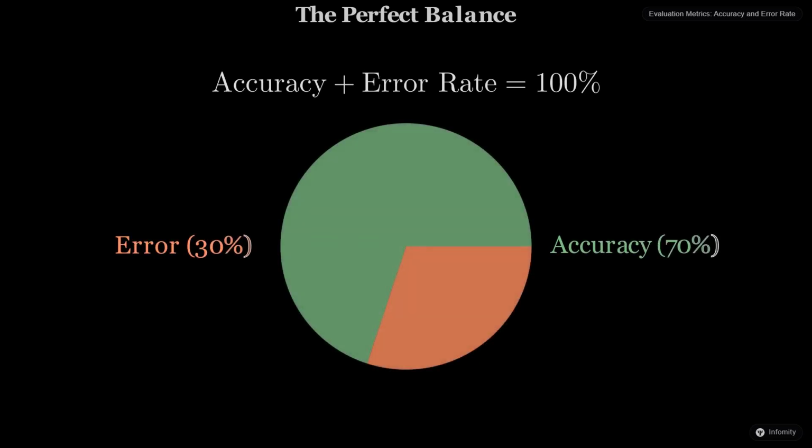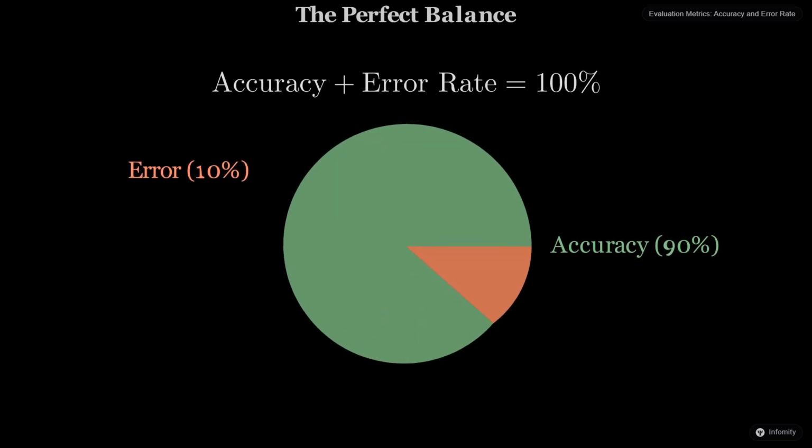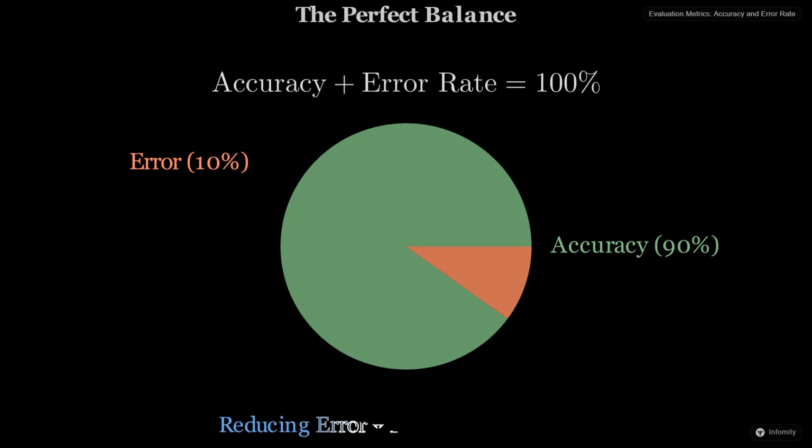Accuracy and error rate are two sides of the same coin. Together, they always add up to 100% of your predictions. If you imagine a pie chart representing every arrow shot, every slice must be either a hit or a miss. There is no middle ground in basic classification. Visualizing them together helps us realize that reducing our error is identical to increasing our accuracy.